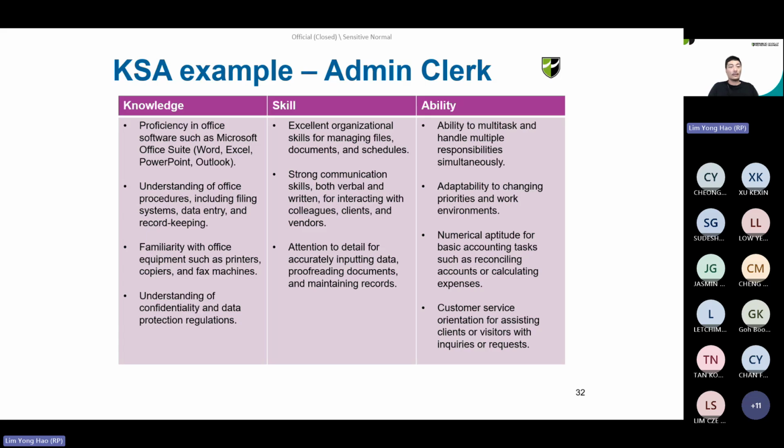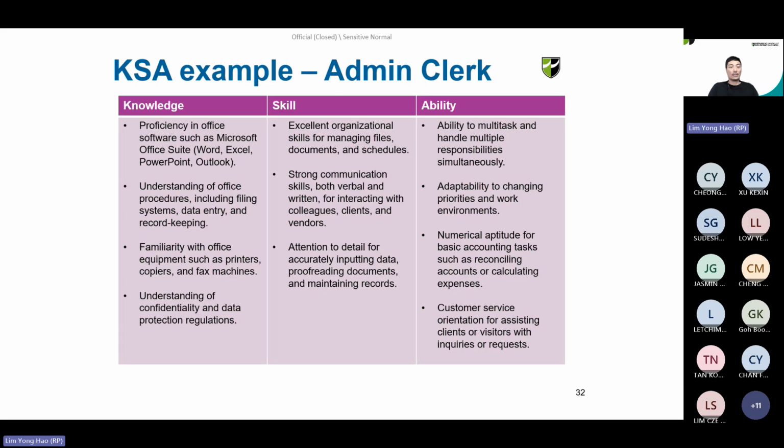Understanding of confidentiality. This is similar to the knowledge that we need to have when we are dealing with sensitive information. Today I'm just going through the training for this also: cyber security, confidentiality. Every year we need to do this training for anyone working in the polytechnic.